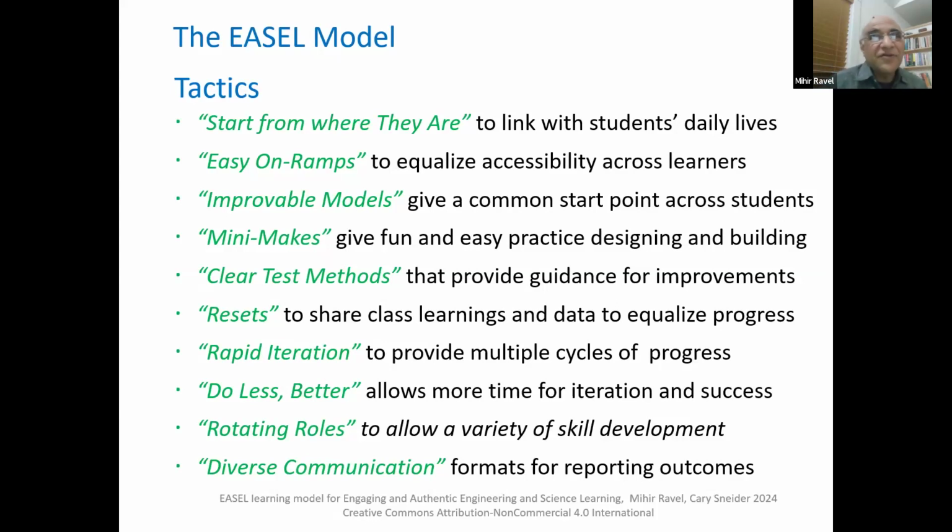I have a few slides on start from where they are. Easy on-ramps. There's a phrase, a good curriculum has low barriers and high ceilings. And I found there's a good batch of students coming from difficult backgrounds sometimes, or just interest.